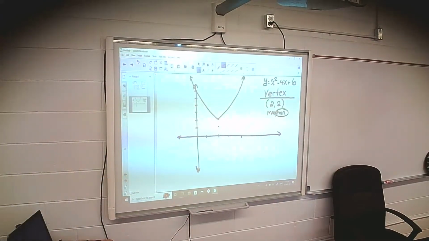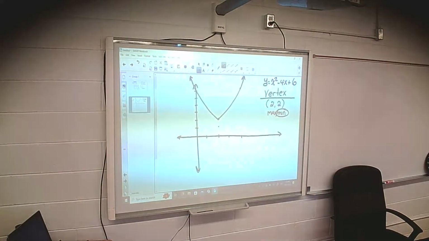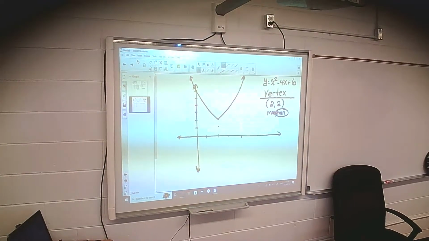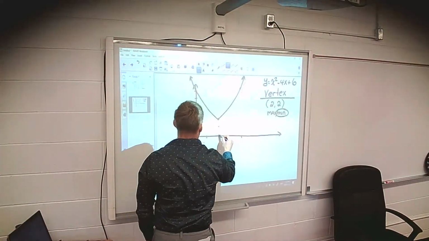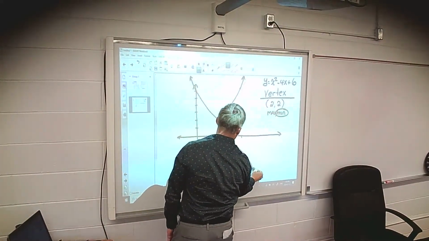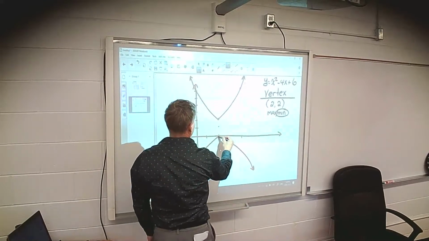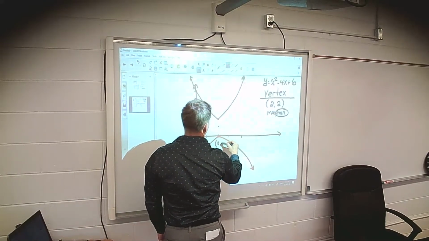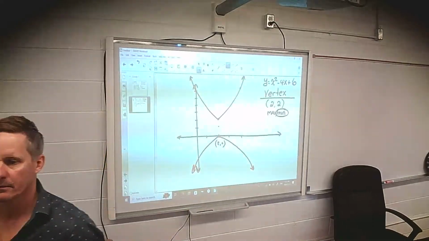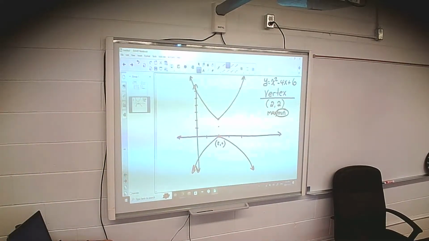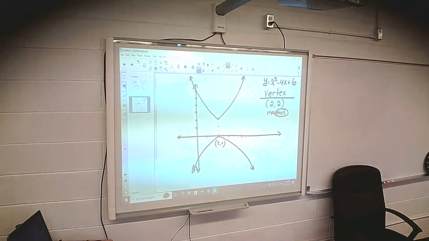If the graph opens down, the vertex will be a maximum value because all of the y values will be less than that. Okay, and I'll show you that in a second. Well, I may as well show it to you right now. Why not? Okay, so my vertex is right there. It's 2 and 0. In this case, it would be a maximum value. The maximum value being 0, because all the y values are less than that.